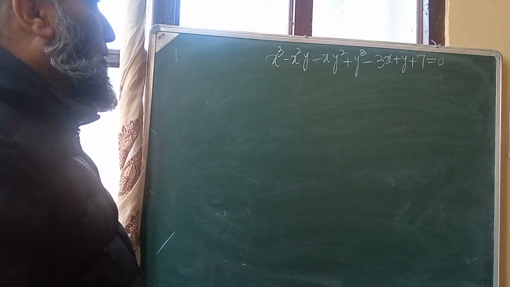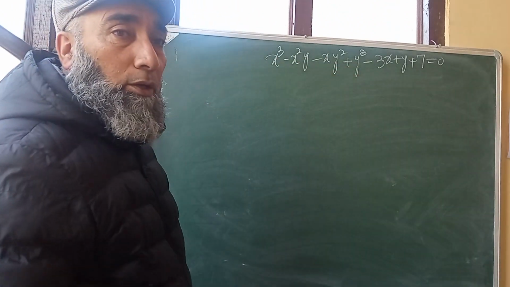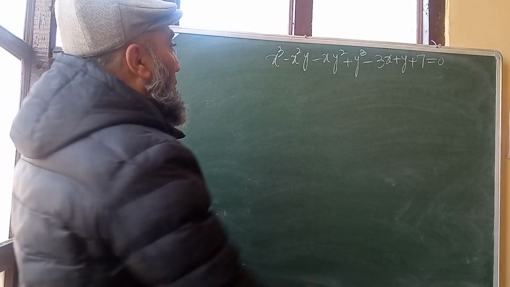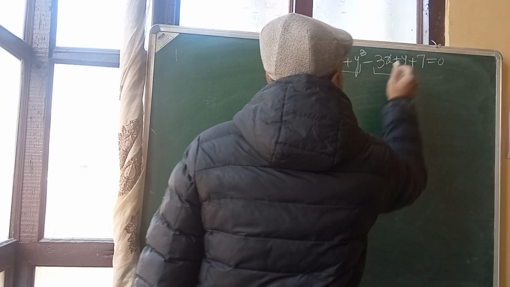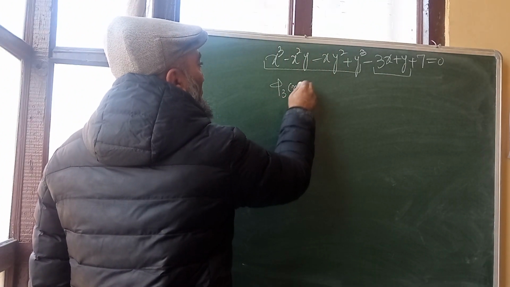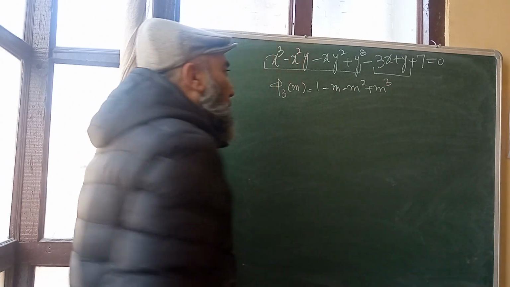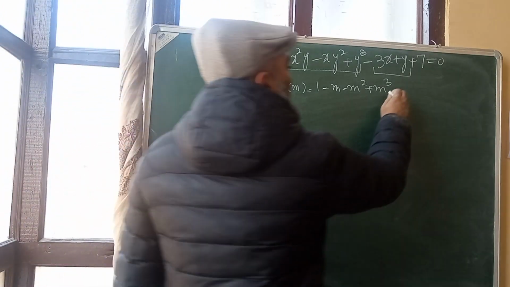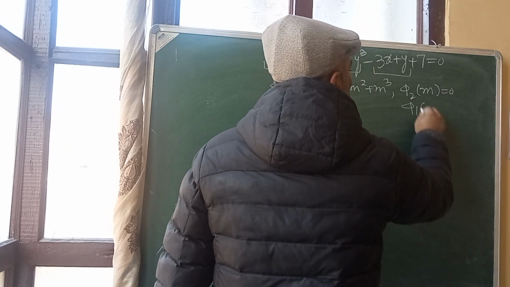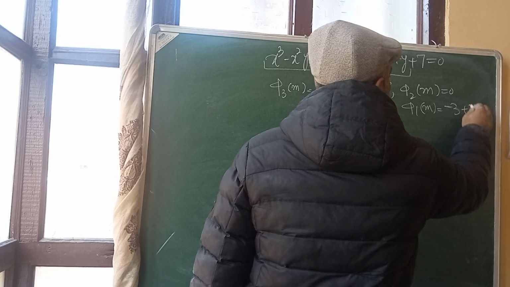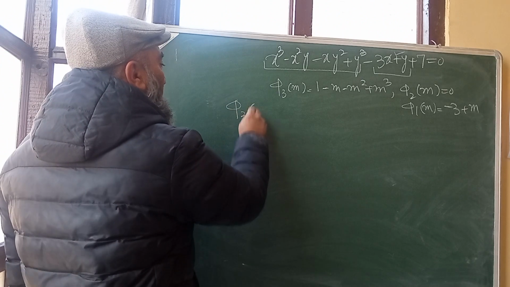This is a cubic in x and y. While x cube and y cube are present, there will be no asymptote parallel to either axis. Now, we have phi 3m; there is no phi 2m; there is phi 1m. Phi 3m is 1 minus m square plus m cube. You have to put x equal to 1 and y equal to m. Phi 2m is 0, and phi 1m is minus 3 plus m. Now, phi 3m equal to 0 in order to find m.